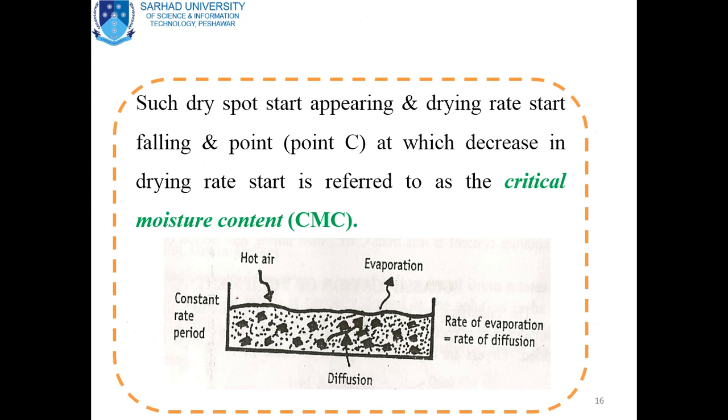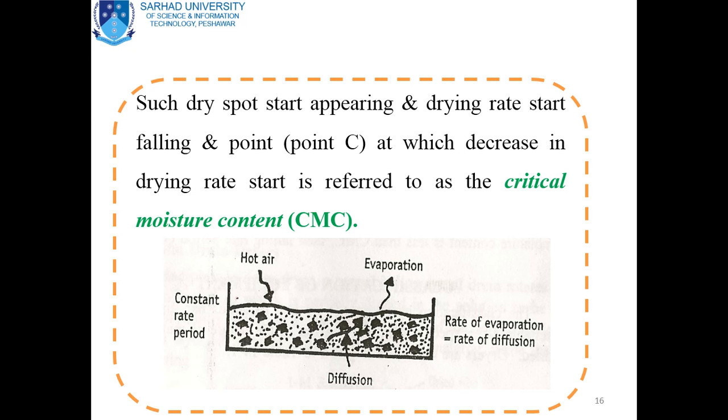Dry spots start appearing and the drying rate starts falling at point C, as shown in the graph. The drying rate becomes decreasing at point C, and that point is referred to as the critical moisture content, abbreviated as CMC. That is critical moisture content.